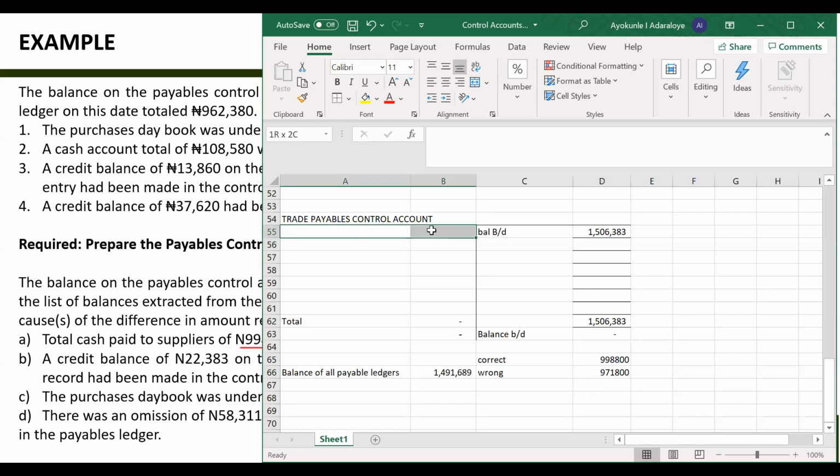To nullify that posting, you post this wrong balance on this side and you post this correct amount on this side. But the way accountants will do it is that, what is the correct amount? 998,800. What is the wrong amount? 971,800. What is the difference? We just do this minus this. The amount gave us a positive figure, right? Since it's a positive figure, that means what? There's an extra 27,000 naira that the customer paid that we did not post.